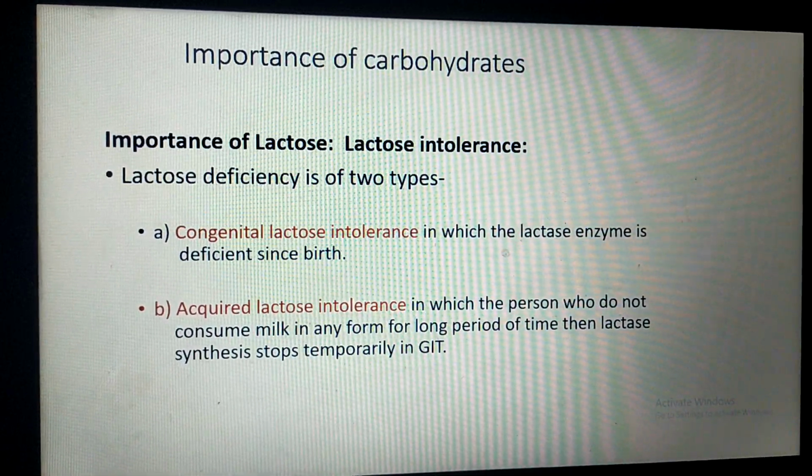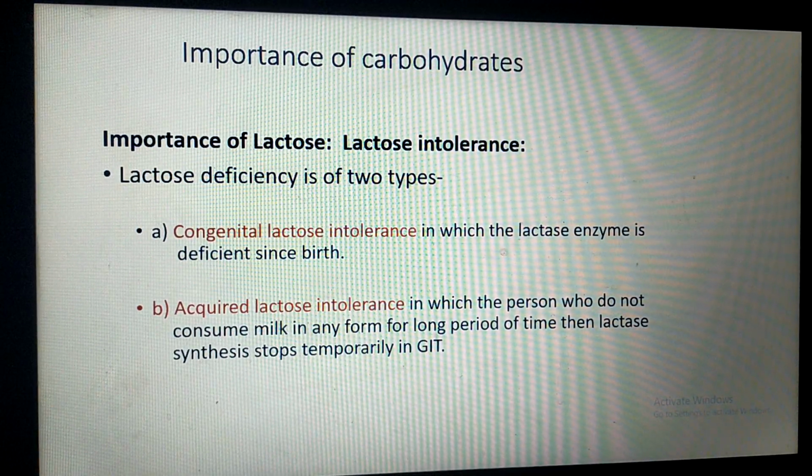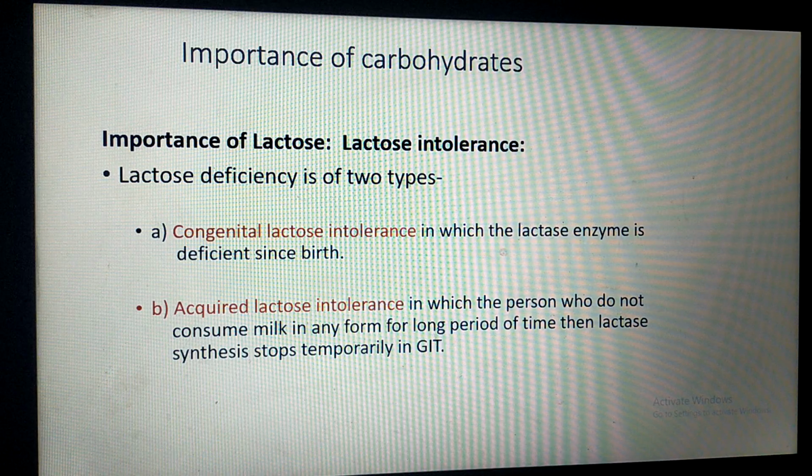Now this lactose intolerance is more common than deficiency of enzyme sucrase. Lactase deficiency is of two types: congenital lactose intolerance and acquired lactose intolerance. In congenital lactose intolerance, the lactase enzyme is deficient since birth because the corresponding gene is either absent or defective.